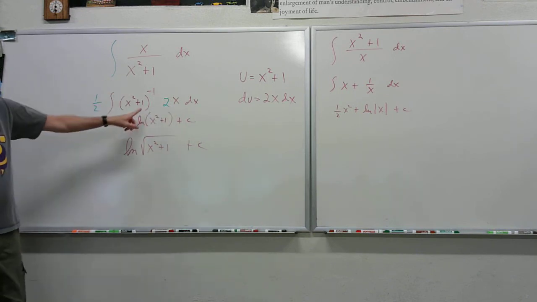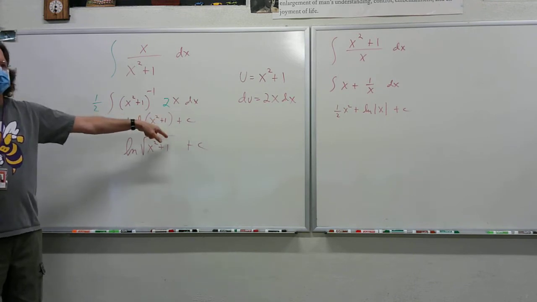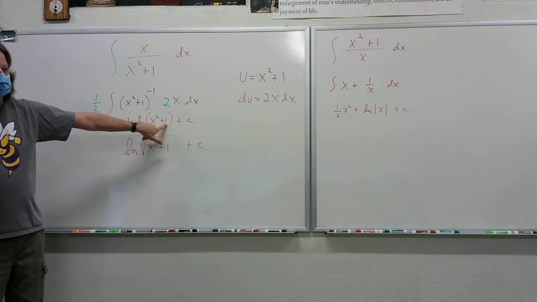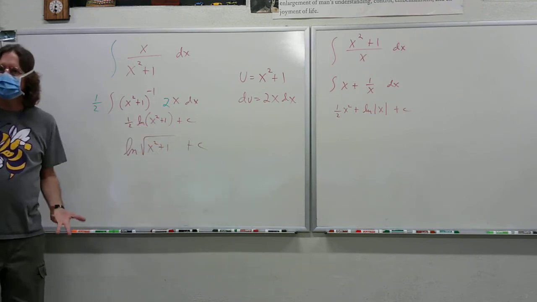Now, to be honest, don't put absolute values around this one, because x squared plus 1 is going to be positive no matter what, isn't it? So everybody see how x squared plus 1 is positive no matter what? So don't put absolute values around it, because then you're redundant. That looks bad.